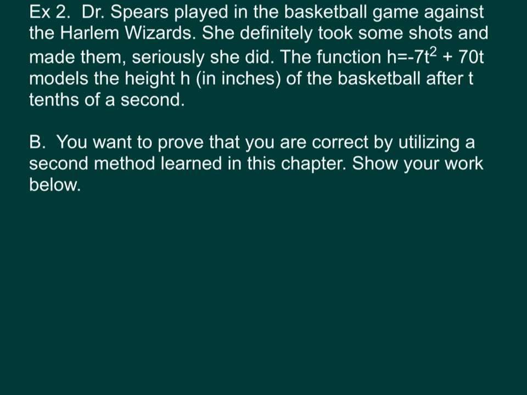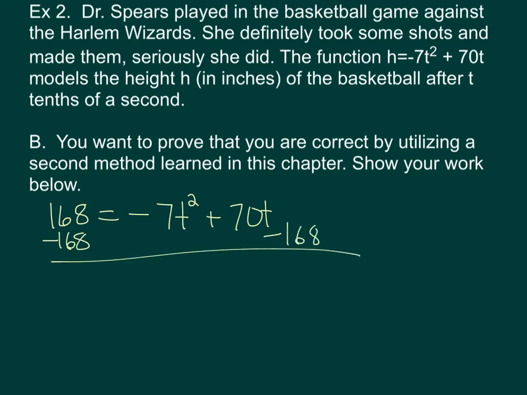Okay, so now again, we want to prove that we're correct by utilizing a second method learned in this chapter. So I'm going to prove it algebraically again. I know the height I'm talking about is 168, and I know my equation up here is negative 7t squared plus 70t. To be able to factor and play the game, I need to move that 168 to the other side. No big deal. You've been doing this for years. Minus 168. When I do that, I get a 0 over here, which makes me happy. Negative 7t squared plus 70t minus 168.